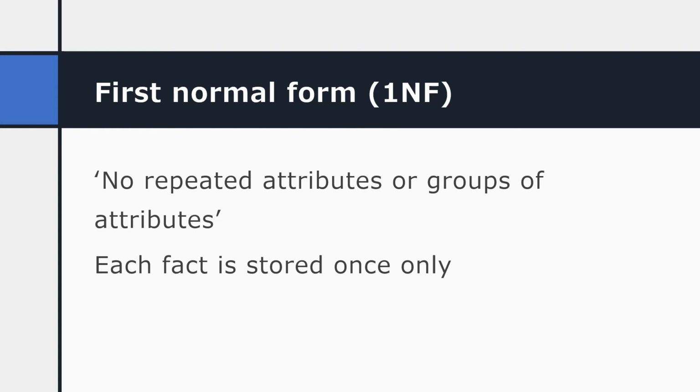First normal form is you check the database to make sure that there are no repeated attributes or groups of attributes. So putting that in sort of everyday speech, in a well-designed database, each fact should be stored once only in the table of the appropriate entity that fact relates to. The only exception is the use of foreign keys.